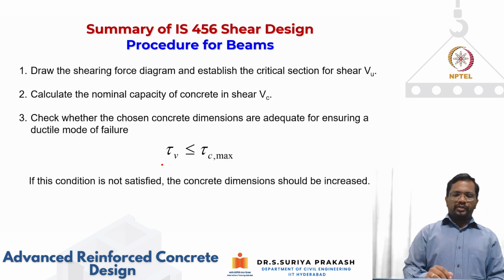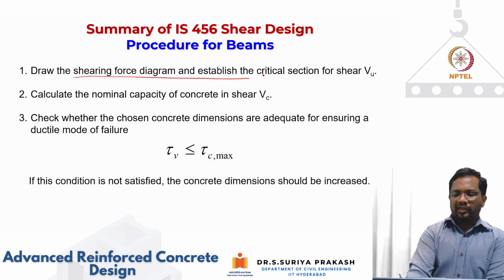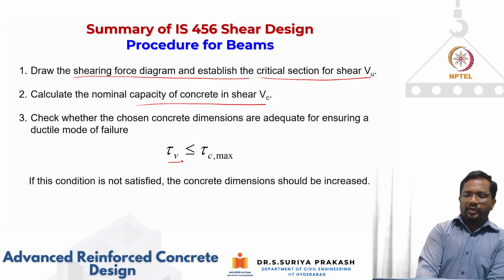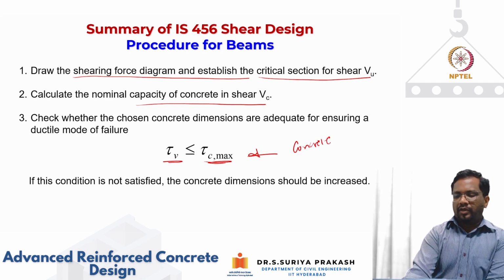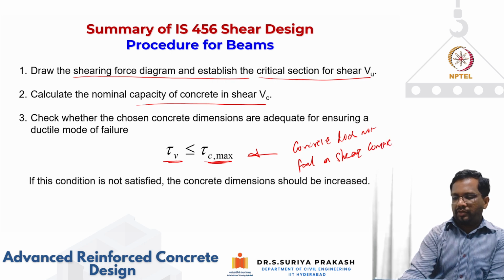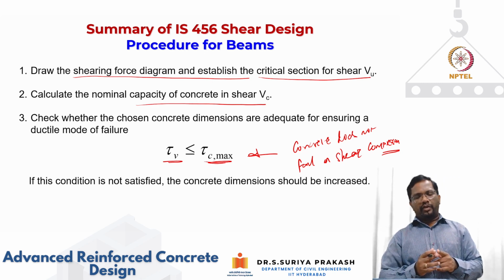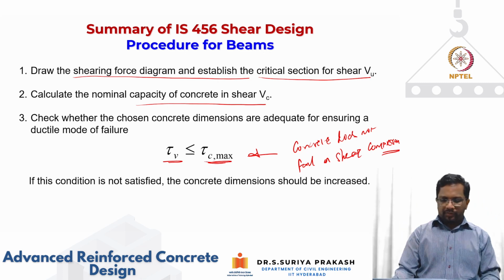Okay, so what is the procedure for design of shear? First, we calculate the shear force diagram and establish the critical section for shear. Then we calculate the concrete capacity, which is your Vc. We also need to make sure that tau v is less than tau c max. This is to make sure that concrete doesn't fail in shear compression. We don't want concrete failing in shear compression, because a compression failure is a very brittle mode of failure. You don't want that. So if this condition is not satisfied, the concrete dimensions have to be revised.